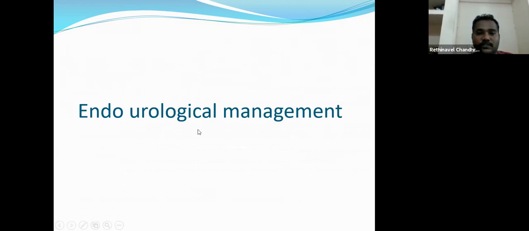What is the endourology procedure for PUJ obstruction? This endourology is not as successful. As I already told, both the lap and open procedures have 90% success, but endourology is not much of a success, only up to 70% success rate, and only in specific conditions can we do endourology. And what are the specific conditions?